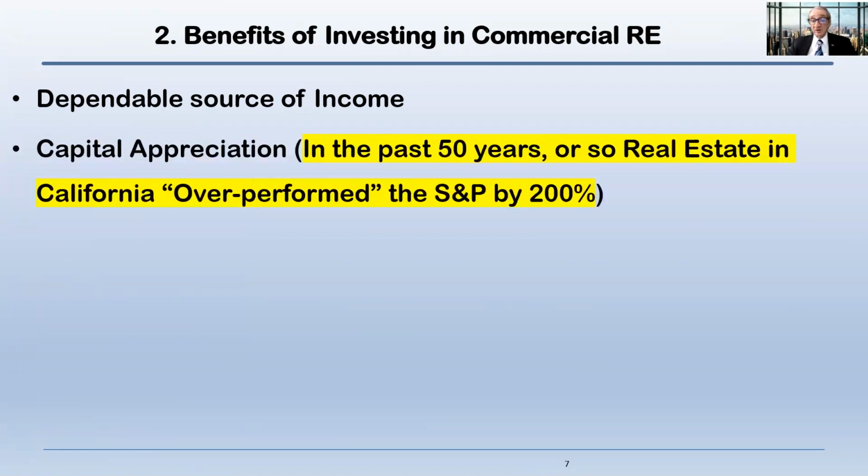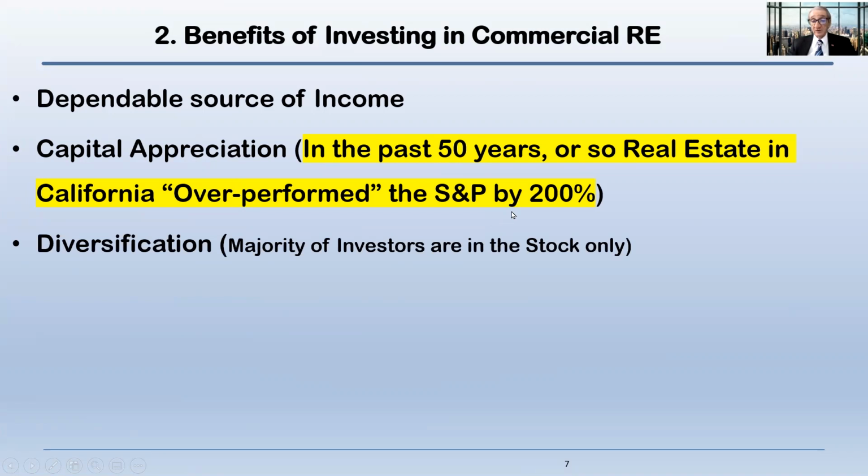Second, it does have capital appreciation. Do not look at a short period; look at a few years and compare it to other investments. For example, for the past 5 years or so, real estate investments in California overperformed the Standard & Poor's, the S&P, by 200%. The third of these benefits is diversification. You're going to encounter people investing in nothing but the stock market. The stock market is a really good investment when it's going up or stable, but when it goes down, it can wipe out wealth in no time.